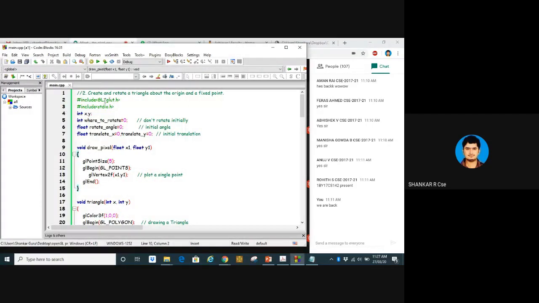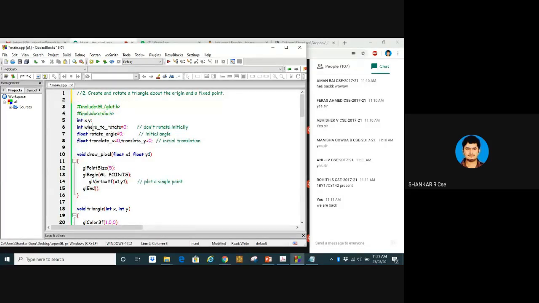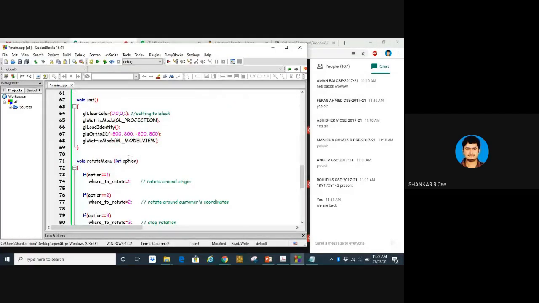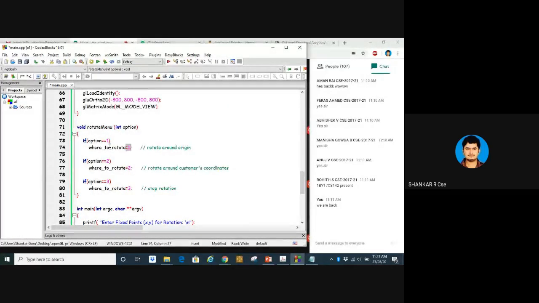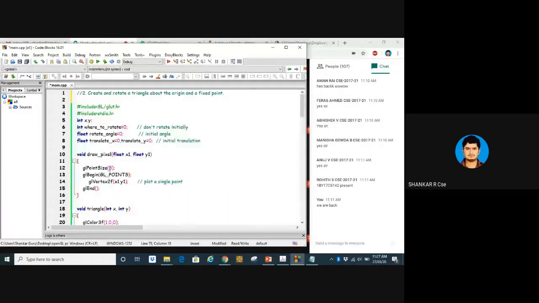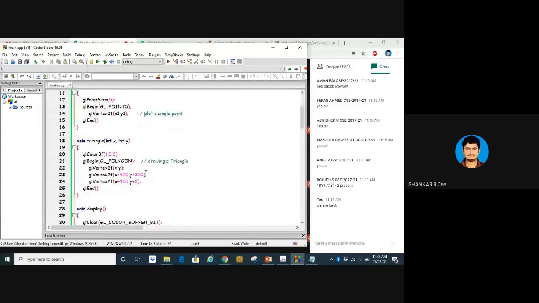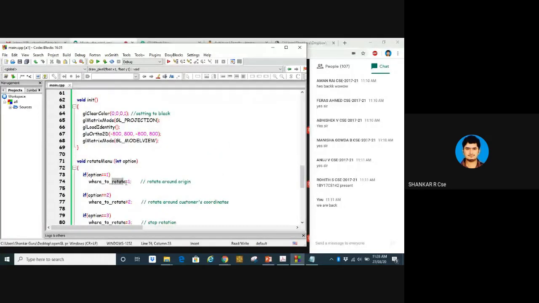Right. So let us consider the globals. XY is your customer point. Where to rotate is equal to 0 means initially don't rotate. I will teach you in a bit. If where to rotate is 1, it means rotate around the origin; if it is 2, it means the customer coordinate; 3 means stop. Other than 1, 2, 3, you can take 0, whatever number you want. For example, let me write here 1. What is 1 according to us? If where to rotate is equal to 1, it means I should rotate around the origin, by default.